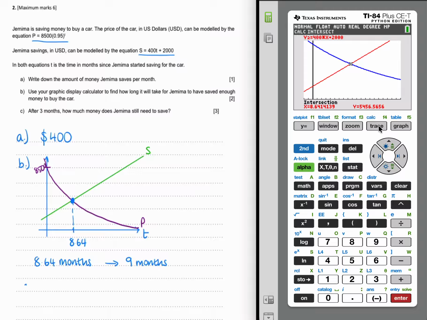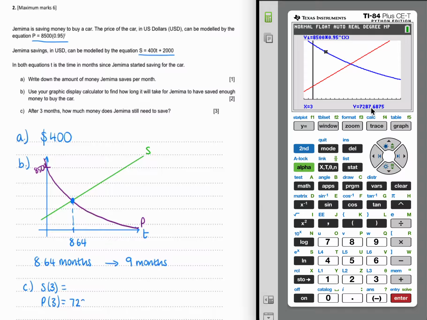And then part C here at the end says, after 3 months, how much does she still need to save? So we need to find here what S of 3 is. So this is how much she has saved. And we can just use our calculator even. So find the value, and we want 3. And we can see there that on the price of the car, it's 7,287.68. So that's P of 3.